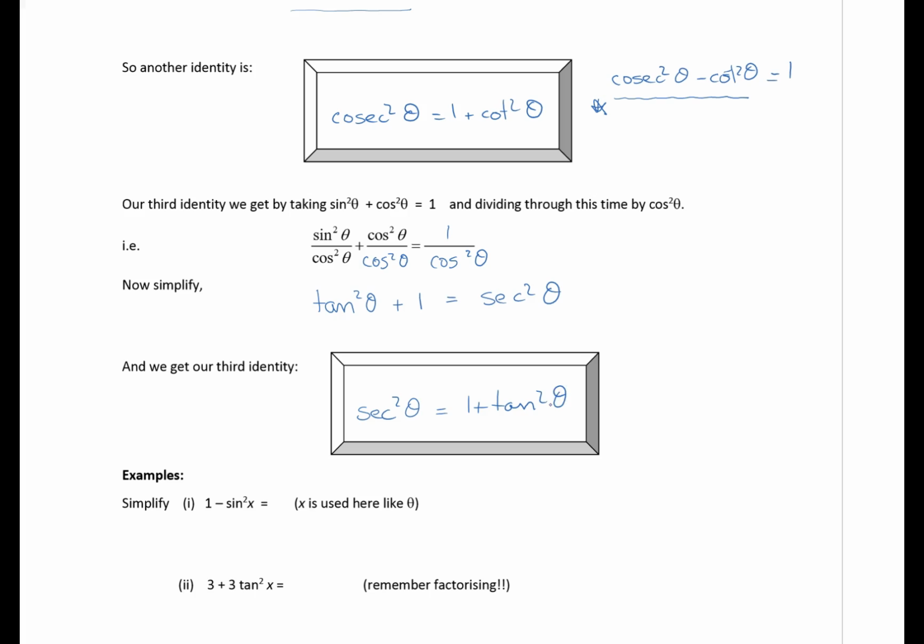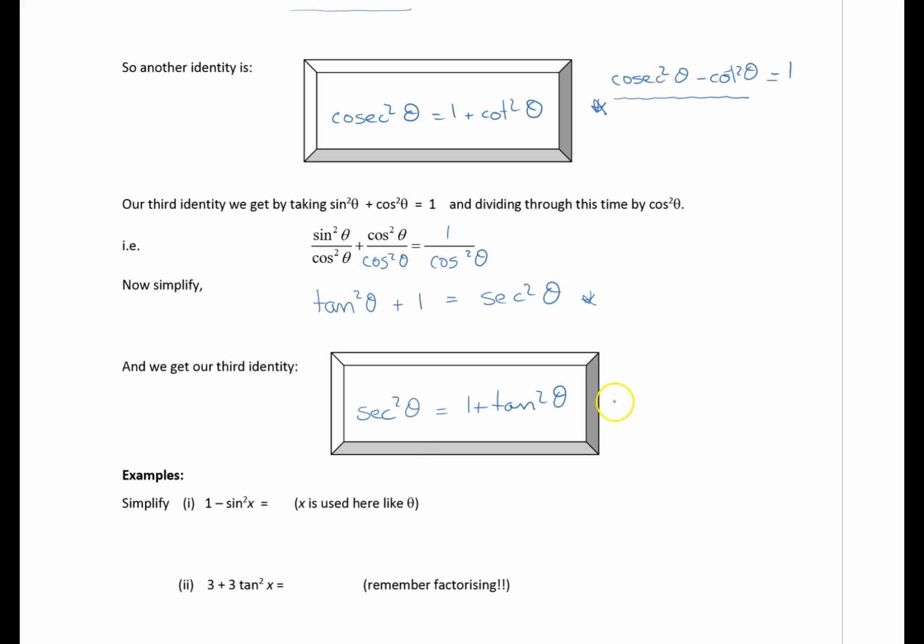Now, you don't have to learn it in this format. You don't even have to learn it. You could just go back to your sine squared plus cos squared is 1 and go through the process of dividing through by cos squared to generate that, and then from that you can write it in this format.